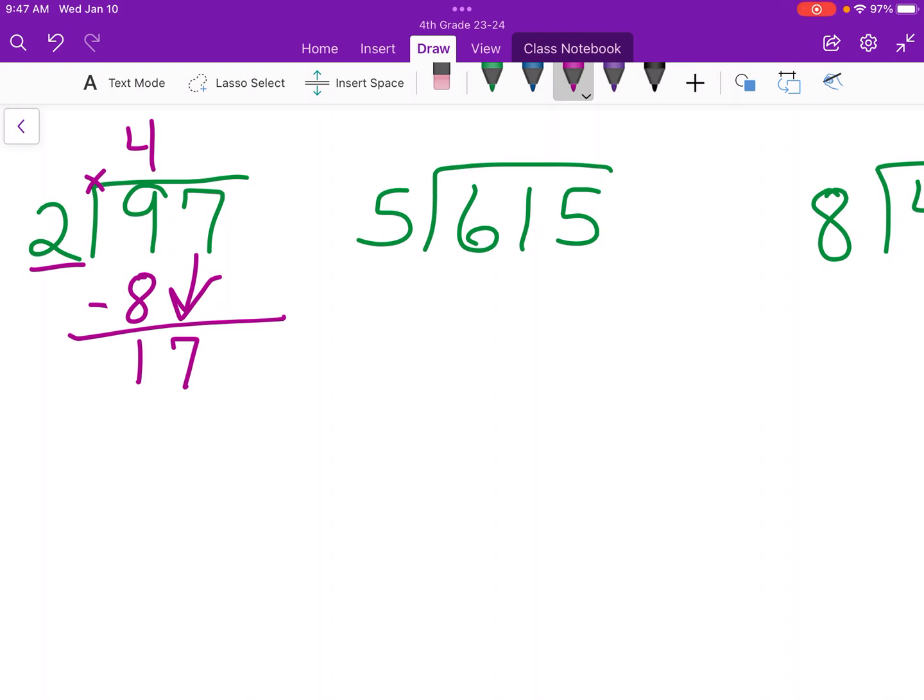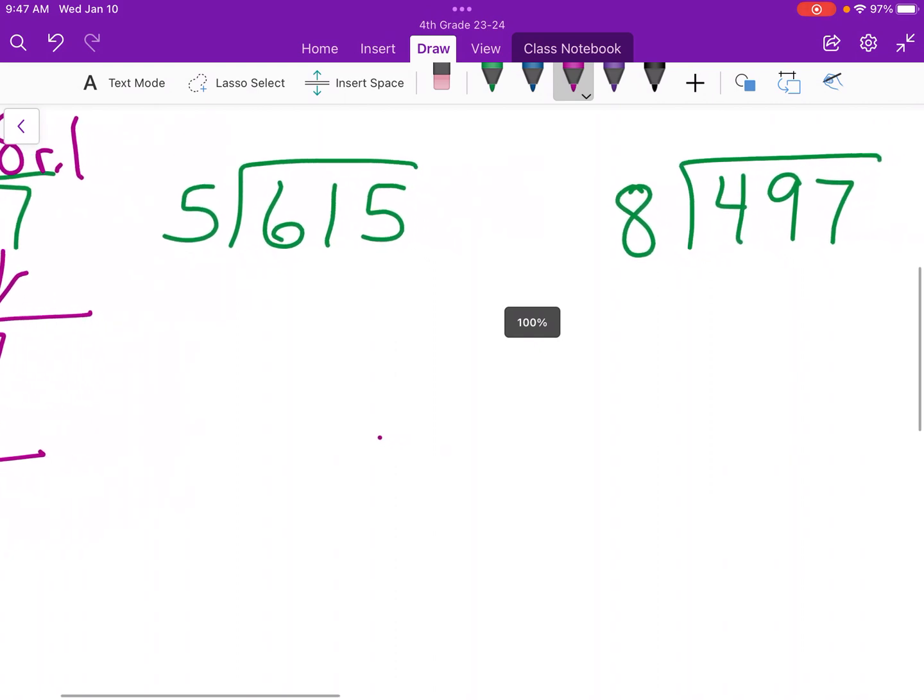17 divided by 2 is going to be 8. 8 times 2 is 16. Subtract, 17 minus 16 is 1. Is 1 smaller than our divisor of 2? It is. Nothing else to bring down, so 1 becomes our remainder. So the answer is 48, remainder 1.